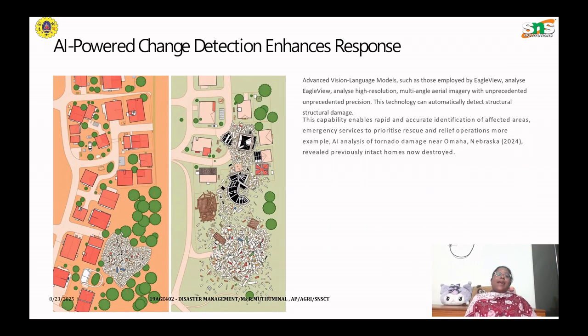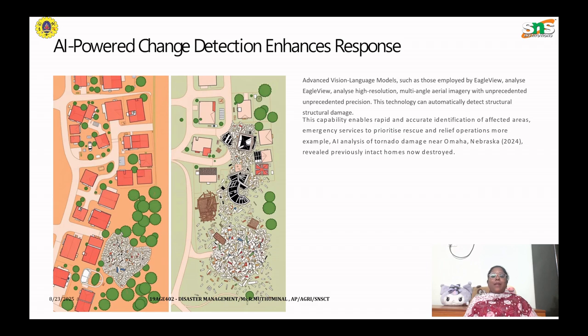So the next is AI powered change detection that will enhance the response. Advanced vision language models such as those employed by EagleView will help us to analyze high resolution multi-angle aerial imagery with unprecedented precision. This will help us to automatically detect the structural damage and rapidly identify the accurately affected areas, and then we can provide them with emergency services to prioritize the rescue and relief operations during the impact of disaster.